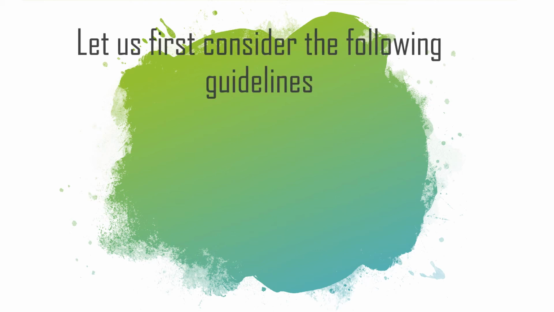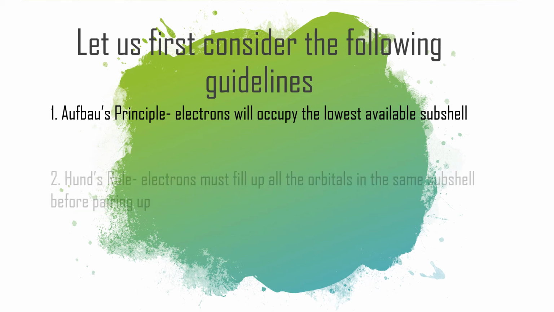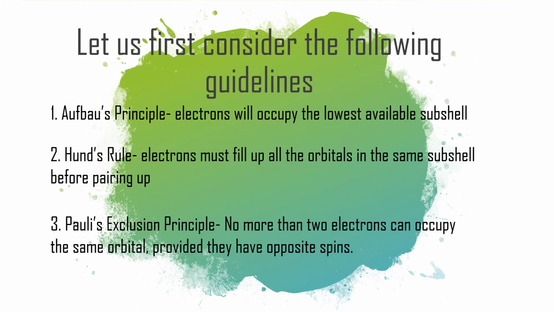The distribution of electrons in every main energy level and sub-level will follow these guidelines. Number 1, the Aufbau principle: electrons will occupy the lowest available subshells. Next is Hund's rule: electrons must fill up all the orbitals in the same subshell before pairing up. Then, Pauli's exclusion principle: no more than 2 electrons can occupy the same orbital provided they have opposite spins.